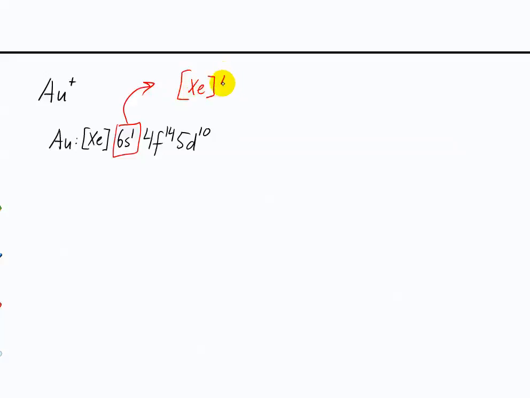So gold plus should be xenon 4f14 5d10. Okay? So can you write the electron configuration for just gold? Okay.